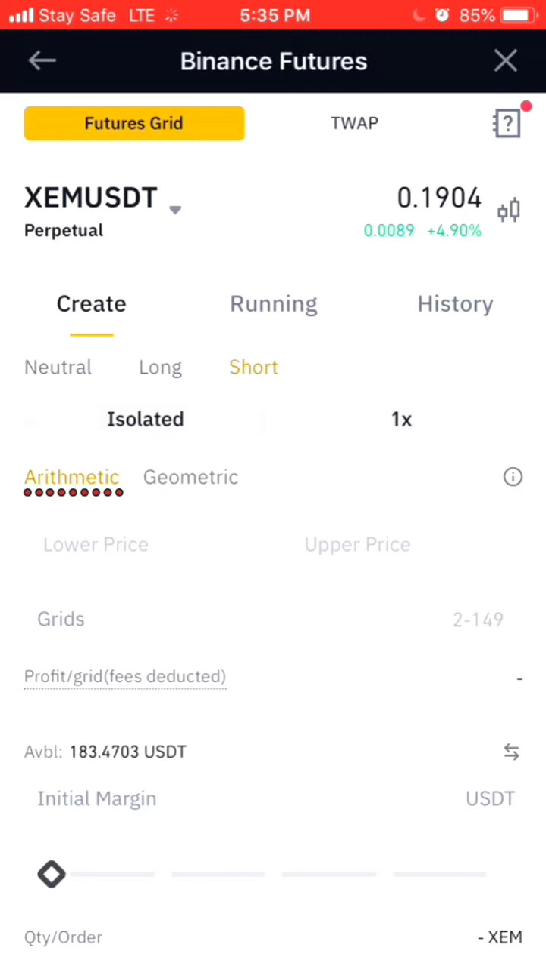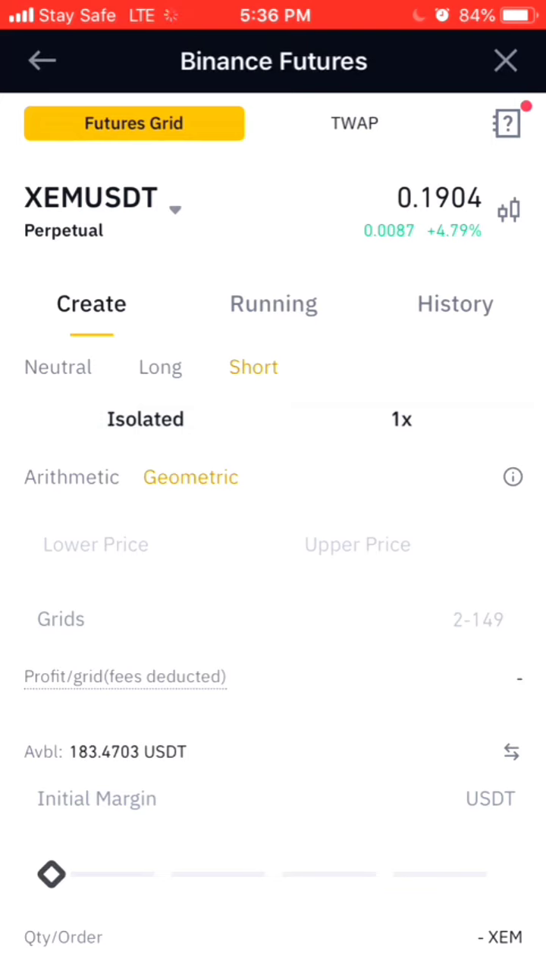Next is choosing between arithmetic and geometric progression. Arithmetic spaces your grids evenly, so your profit and losses would be the same percentage and amount per grid. This is recommended for ranging and sideways markets. The geometric spaces your grids based on a certain multiplier, so the next grid is spaced farther than the previous. And this is recommended for trending markets to enable you lock in more profits as the market moves in your favor.